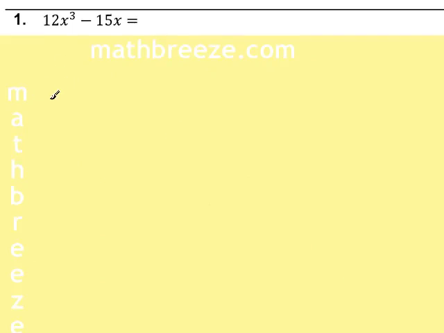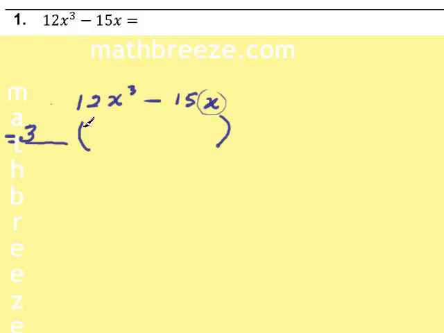So let's look at number 1. I'm going to rewrite it. And what I like to do is put a little blank over here where we pull out what divides both. We call that the common factor, and we want to pull out the largest common factor. We call it the greatest common factor. So what's the largest number that divides both 12 and 15? Well, that's 3. Put that in front. And the largest power of x is always going to be the smaller one. Okay, so we put that in front.